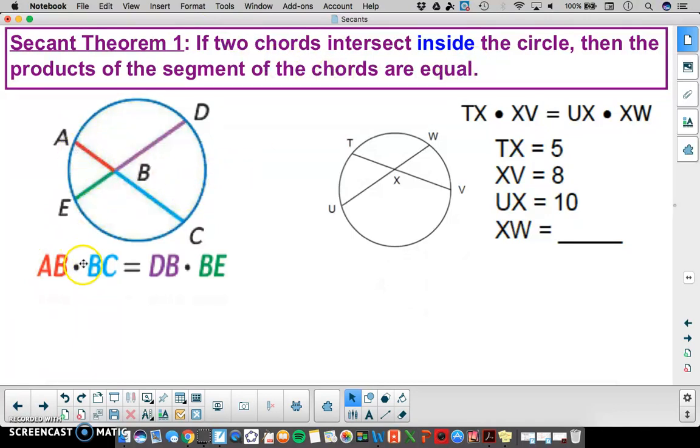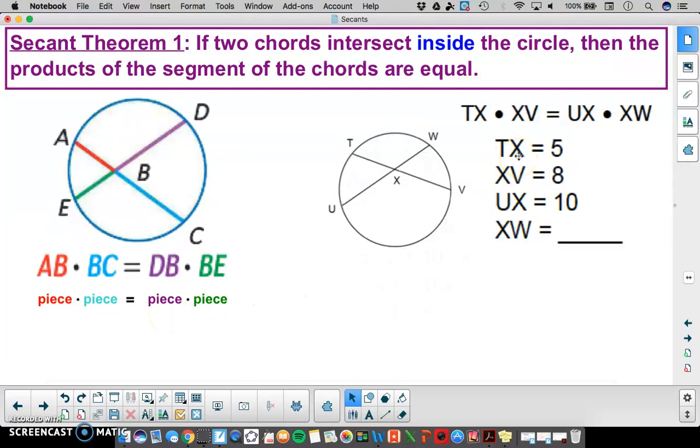So what we have here is this theorem that says the product of the pieces will be equal on these chords. So AB times BC, so that piece times that piece, is going to be equal to DB times BE, so that piece times that piece. Those products are going to be equal.